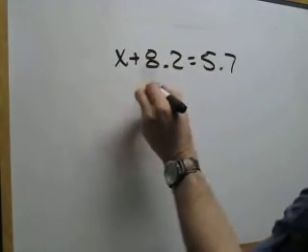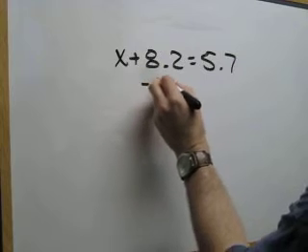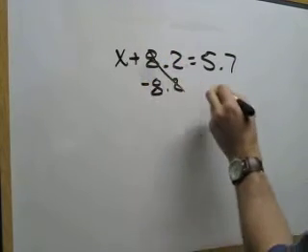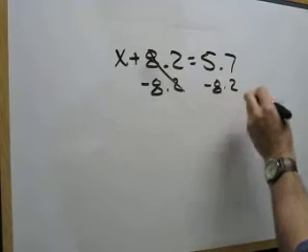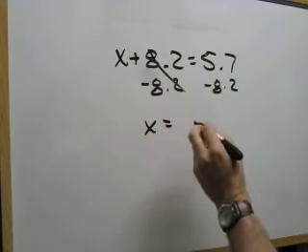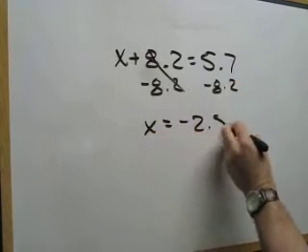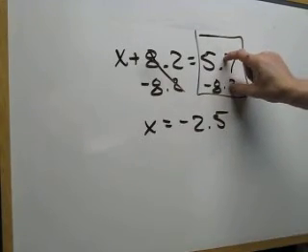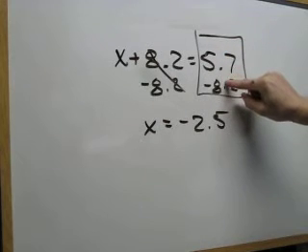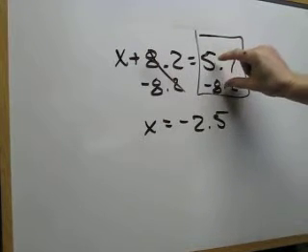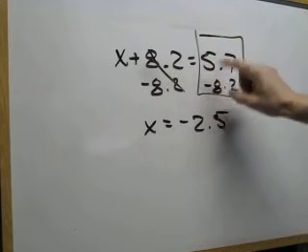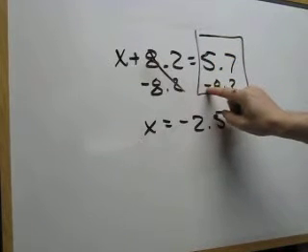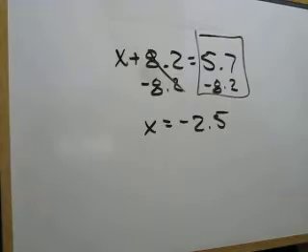So everything works the same. We try to get rid of the 8.2, so we subtract it from here, and it disappears, and we subtract it from here. And now we have x equals negative 2.5, because we're going to do our traditional rule: if we add a positive and a negative number, we take the difference between them because we have different signs, and then we put the sign of the largest one on our answer. And that's all there is to it as far as adding and subtracting.